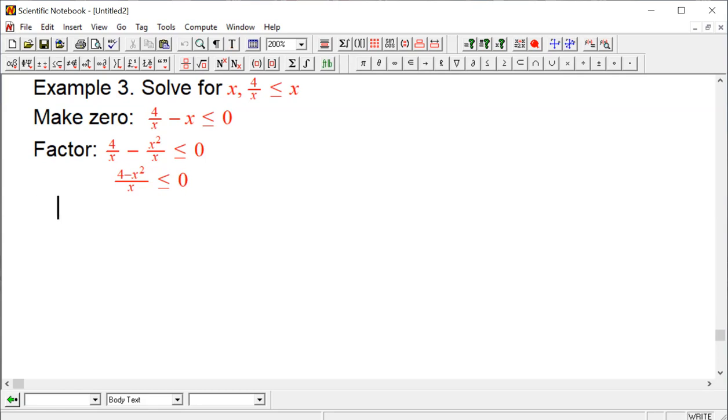And we're going to keep on factoring. So what do we get on the top? We get 2 minus x times 2 plus x. And the denominator is x. We want it to be less than or equal to 0. We got 3 factors.